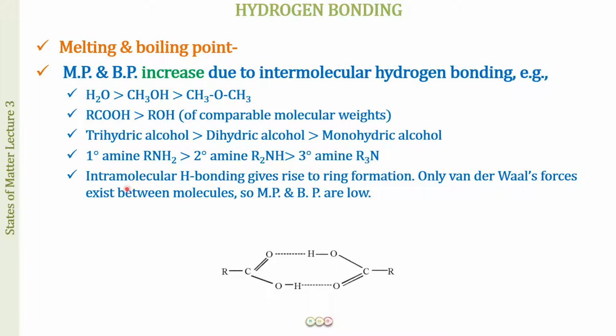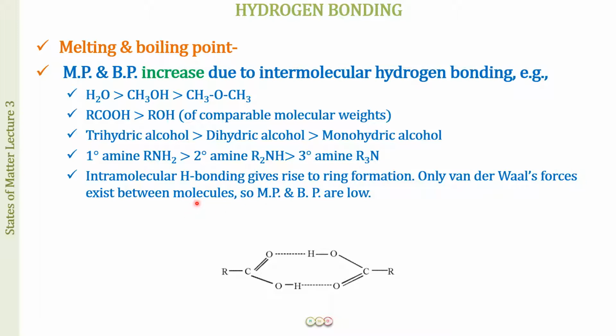Next we have intramolecular hydrogen bonding. When this is occurring in the molecules, this is going to give a ring-like structure, right? So when it is going to be a ring-like structure, the hydrogen, even if it is attached to an electronegative element, will be forming the hydrogen bond inside the molecule only. It will not be able to form hydrogen bonds with other molecules, and therefore only weak van der Waals forces will be existing in the molecules.